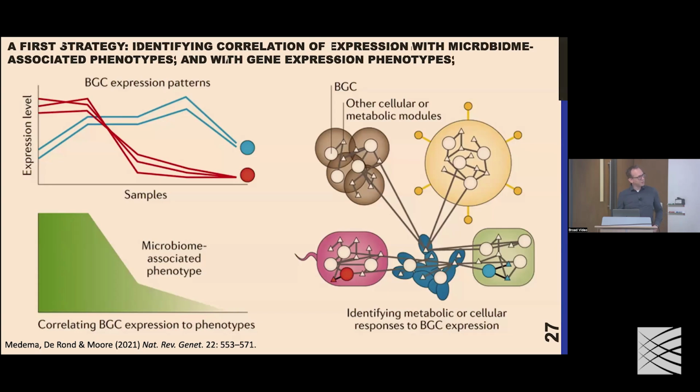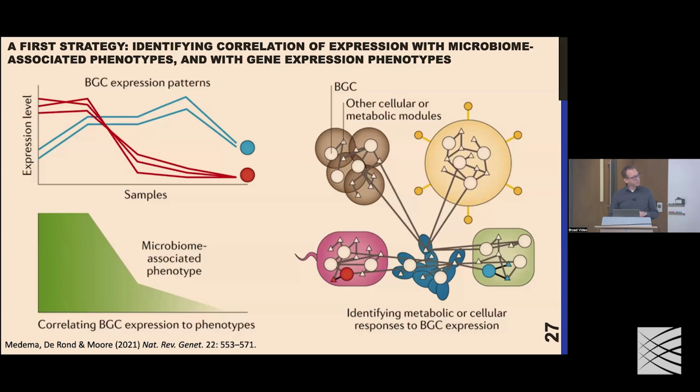A first strategy that we've been following is expression-based. Sometimes you have a range of samples and you have phenotypic metadata on them, for example, health or disease metadata, and you can look at, for example, the expression of a BGC and see whether that is associated with the phenotype or not, very simplistically. In this case, if you have the microbiome-associated phenotype here at the left across samples, and you see that the expression of this red gene cluster corresponds much better to the phenotype than the expression of the blue gene cluster, then you might think, okay, maybe the red gene cluster is more likely to be involved in mediating that phenotype.